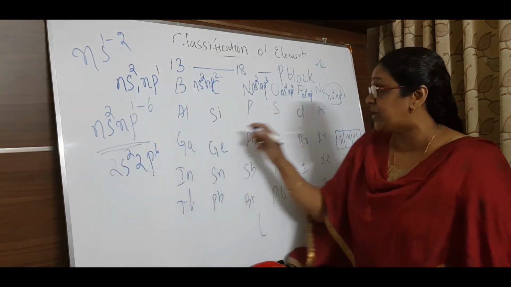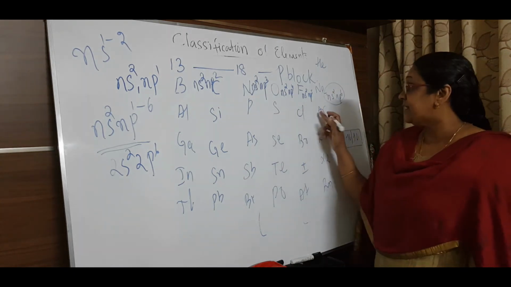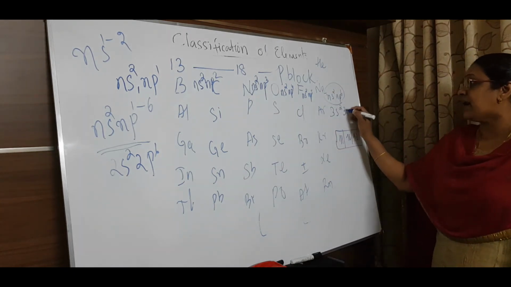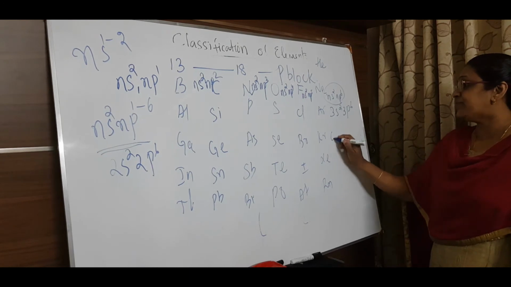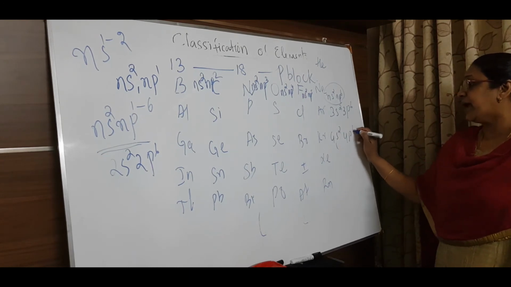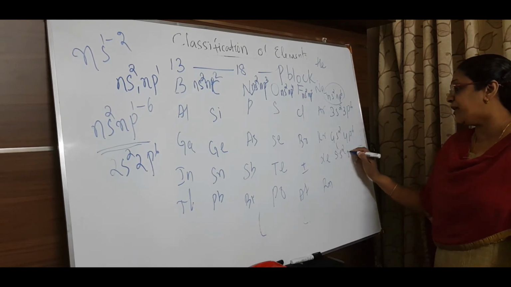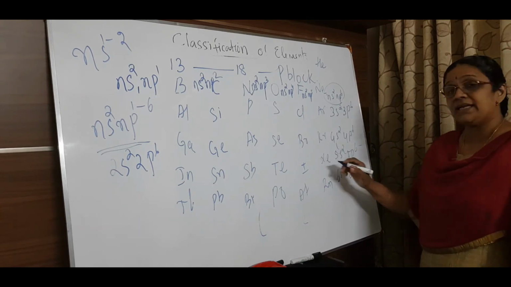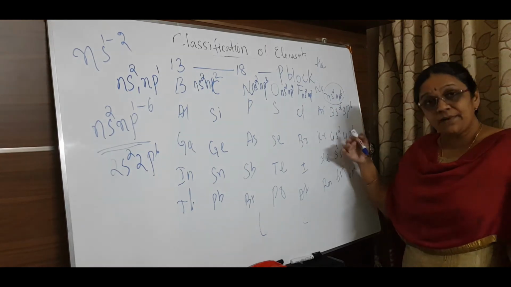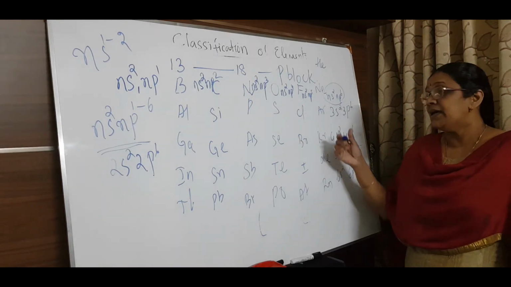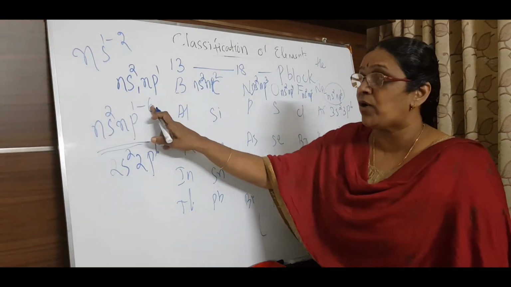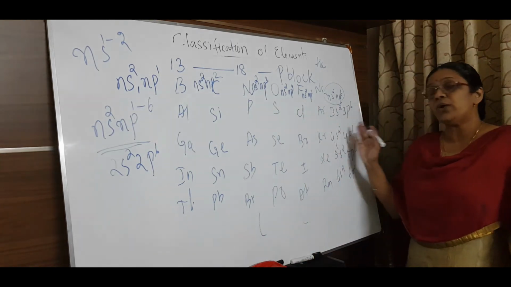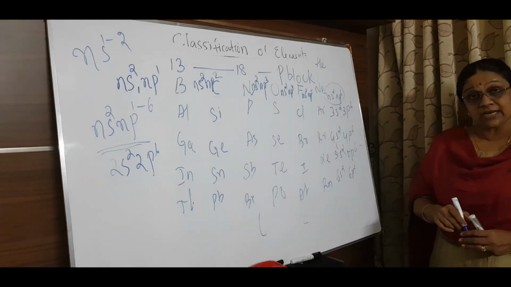When you come here, that is neon. Then 3 means 3s2 3p6, argon. Then krypton is 4s2 4p6. And xenon 5s2 5p6 and radon 6s2 6p6. So like that it goes on. Only the principal quantum number changes. But the general configuration is filling from 1 to 6. So ns2 np6. Okay, so that is the general configuration.